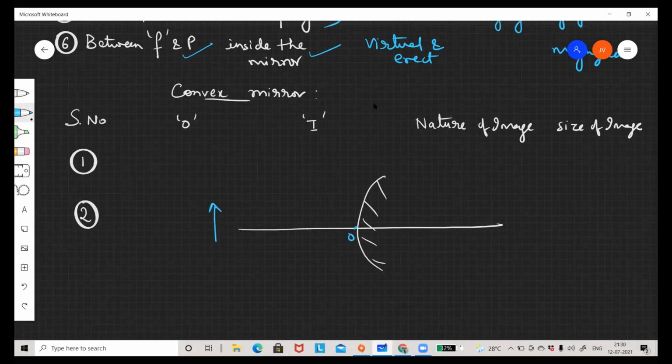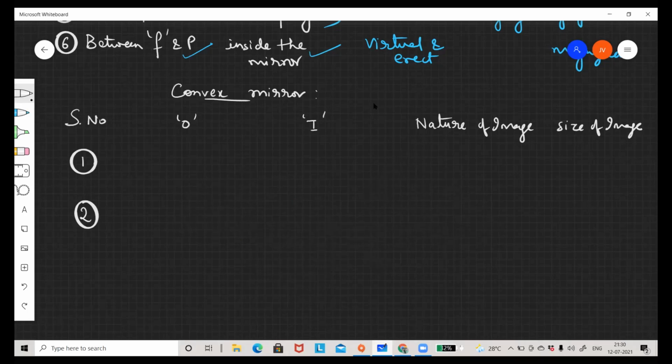Remaining all we had: beyond C, at C, between C and F, at F, between F and P. So those chances are not there. Why? Because F is inside the mirror, C is inside the mirror. We take it as they are on the right side, but the object is always placed to the left, and on the left side we don't have F and C to have those 6 cases. So either object is at infinity or it is not at infinity, it is somewhere on the principal axis. So we'll have only 2 cases.